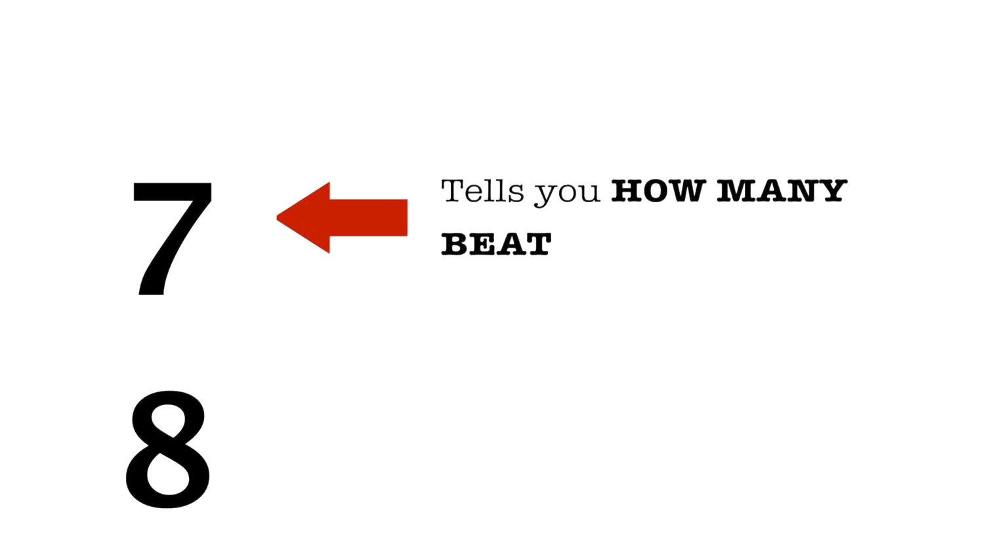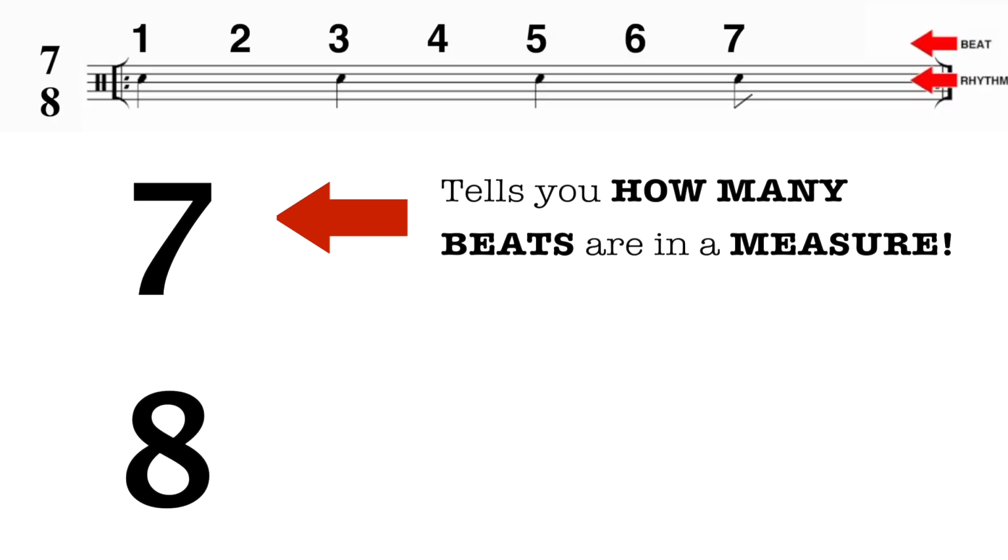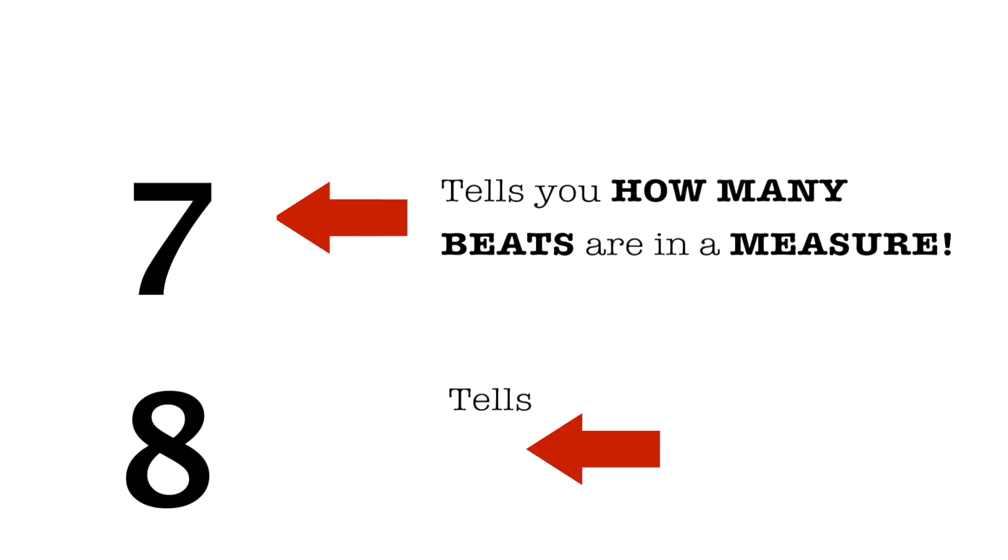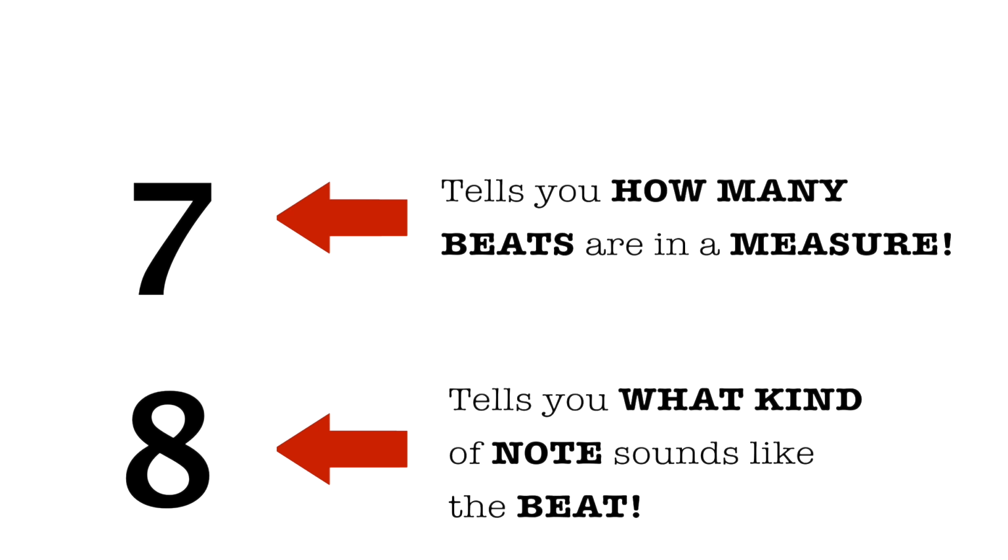7/8 is 7 over 8. The top number, the 7, tells you how many counts or beats are in each measure. 1, 2, 3, 4, 5, 6, 7. The bottom number is going to tell you what kind of note gets the value of a beat. And if it's an 8 on the bottom, we know that 8th notes get the beat.